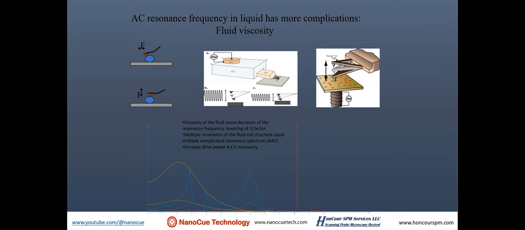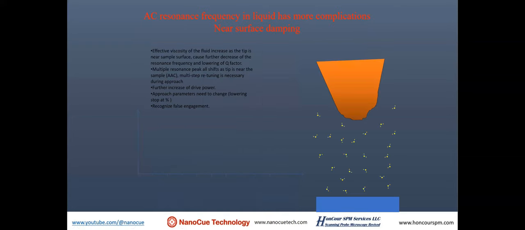Now, when you do magnetic-driven AC mode, you don't have this worry anymore because there's only one peak, and any frequency from lower to high will work, no problem. As the tip oscillates up and down, it will disrupt a lot of these molecules, and the entire oscillation situation will change when the tip is close in proximity to the sample surface. When that happens, your peak sometimes shifts. So pay attention to that.